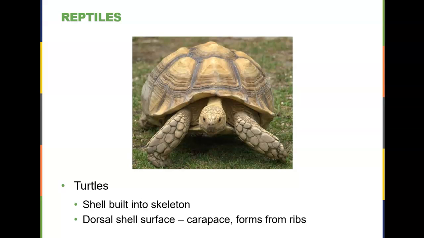Another group of reptiles are the turtles and the tortoises. Here they do have a tough outer shell, both dorsally, so on the back, and ventrally on the belly. Some people think that they may not have an internal skeleton, but in fact they do. Their shell is built into their skeleton, and this dorsal shell actually grows from the ribs and the spinal column, those particular bones. This shell, upper shell, is called the carapace.